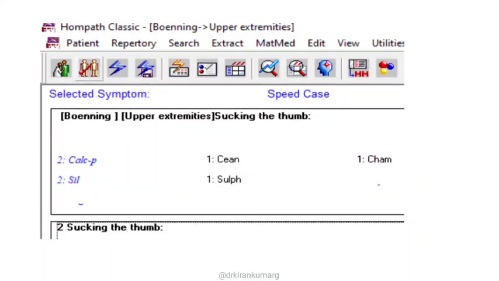The next rubric, sucking of the thumb, is directly given in the upper extremity. This is quite a common rubric when dealing with children. We have remedies like Calcarea, first child, also Silicea, as a rubric. You have Chamomilla, you have Sulphur. So this rubric is given in the BBCR repertory.